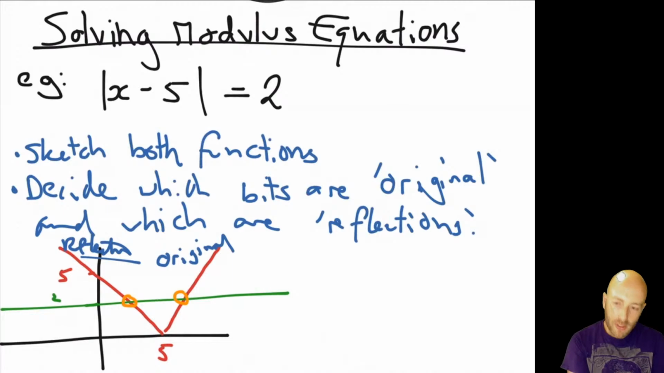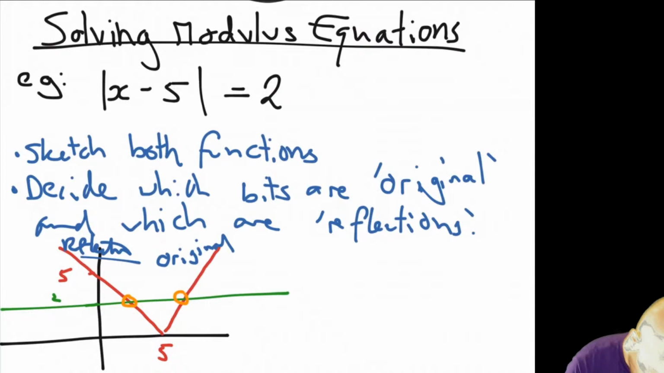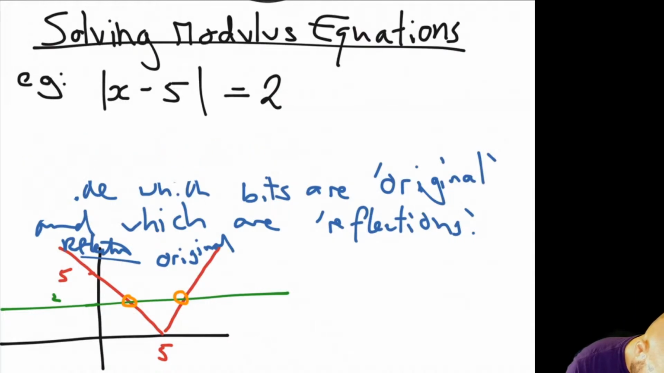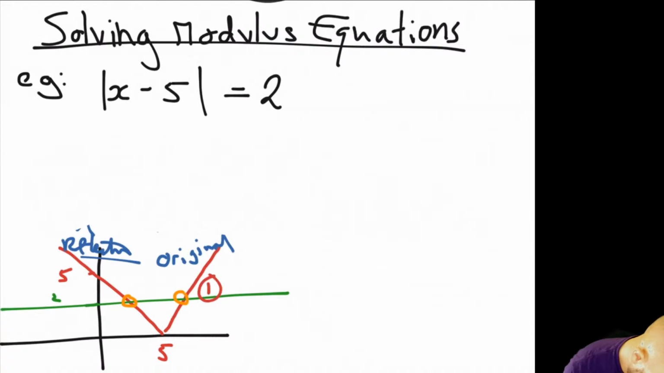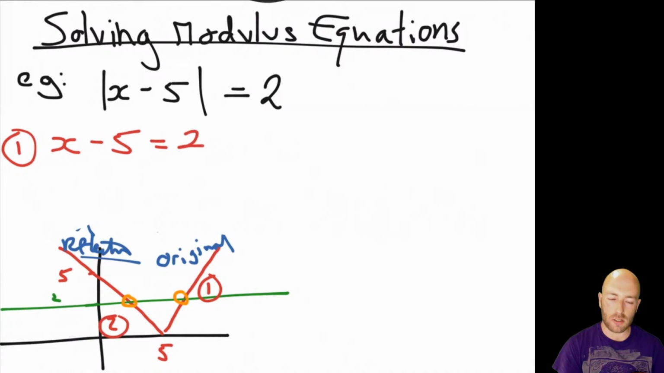The original bit is easy because you can just imagine that solution would still be the same if there were no modulus signs. So for the original bit, I can just pretend the modulus signs aren't there. I label these solution 1 and solution 2. For 1, it's just going to be x take 5 equals 2. So we're just forgetting the modulus signs are there. If I solve that, we get x equals 7, which looks about right because 7 is after 5 on the x-axis.